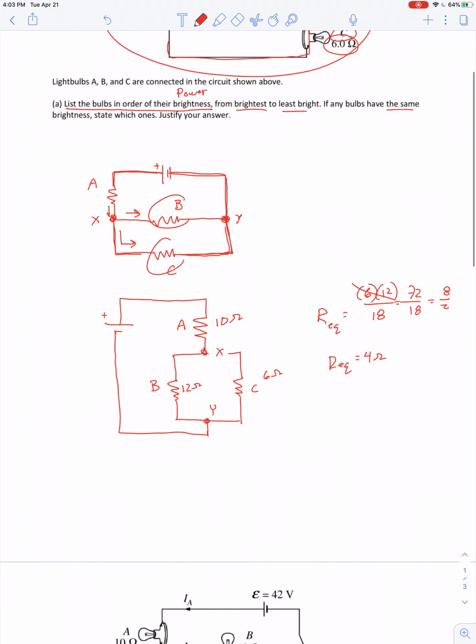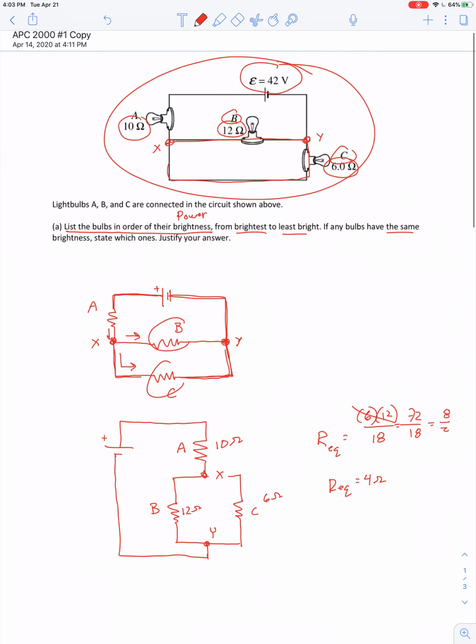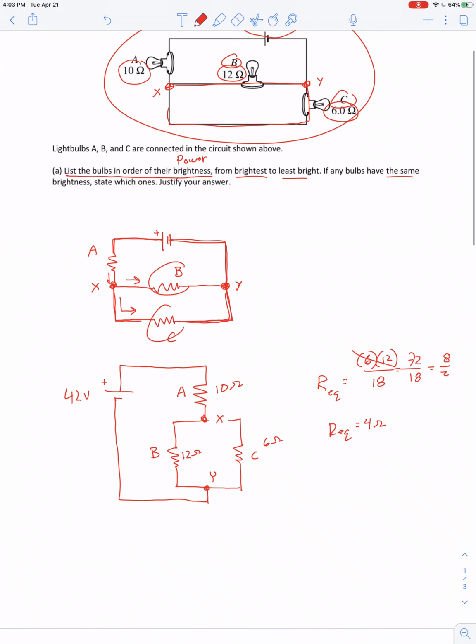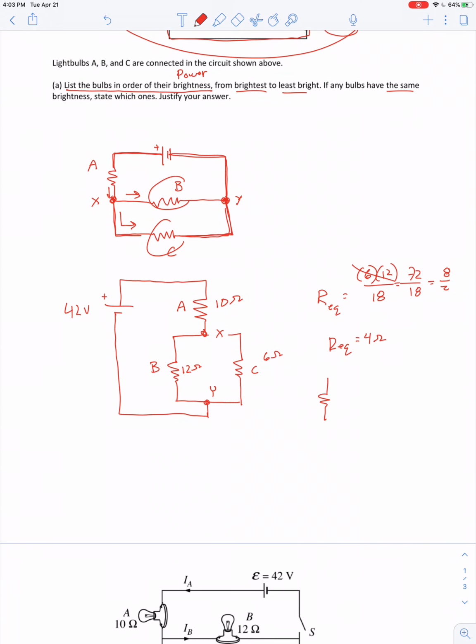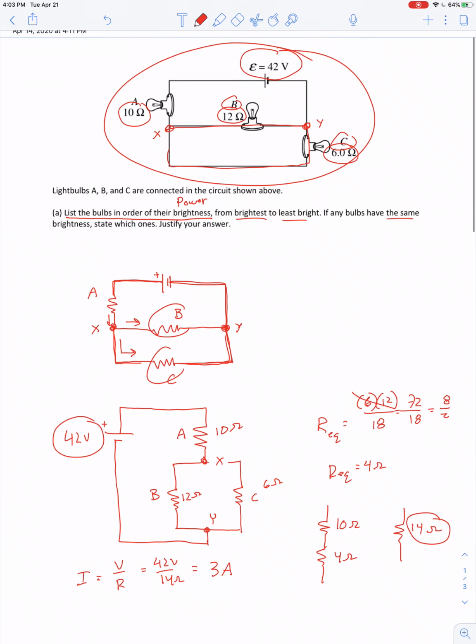So this is the same as a circuit with a 42 volt EMF, and then we just have 10 ohms in series with 4 ohms, so it might as well be just a single 14 ohm resistor. And by Ohm's law, current is voltage over resistance, so if I want to use the full battery voltage, I have to use the overall equivalent resistance of the whole circuit. If we divide 42 volts by 14 ohms, then we get a value of 3 amps. Whew. We still haven't answered the question.